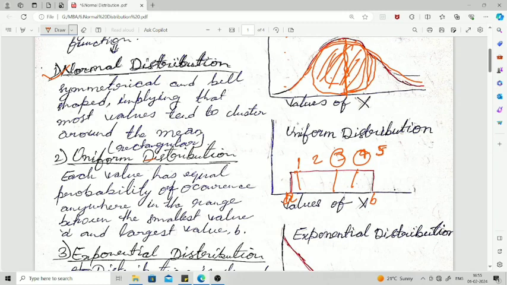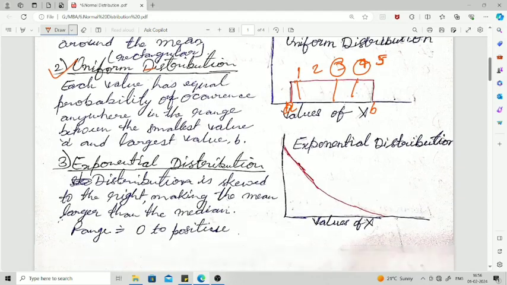In case of normal distribution, the probability of occurrence of any value or any number is maximum around the mean. We can say the probability of getting any particular value is maximum around the mean, and the probability of getting any value is uniform in the whole range in case of uniform distribution. So that's the difference between a normal distribution and a uniform distribution.